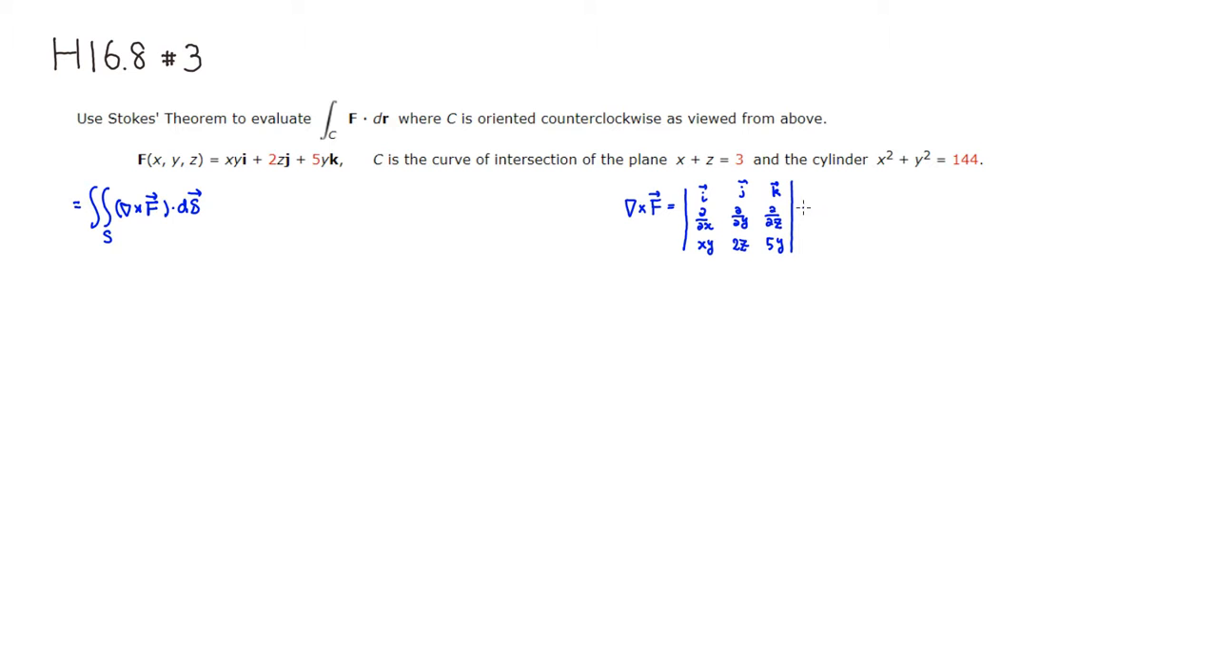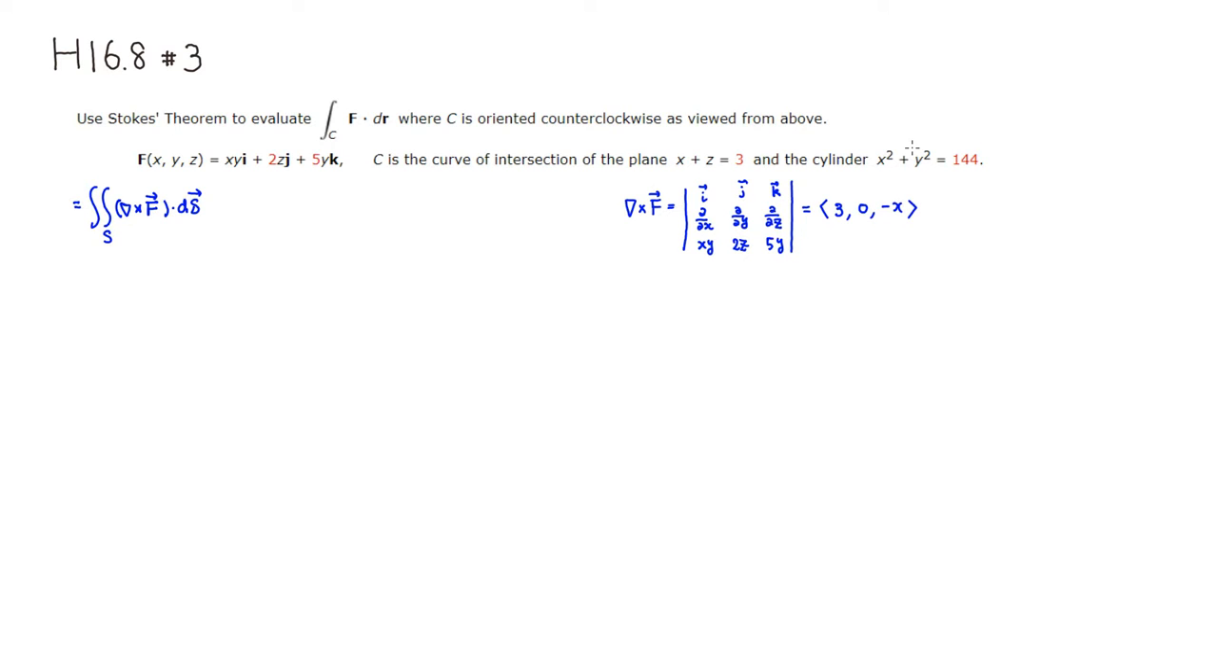So this is going to be equal to, first component, 5 minus 2, so I can just write 3. The second component would be 0 minus 0, so it's 0. The third component is 0 minus x, so it's negative x. So we have that.